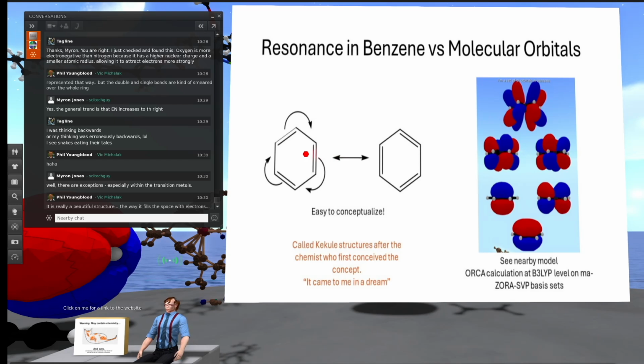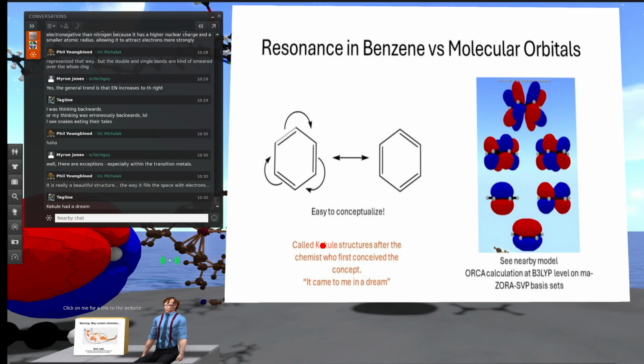The depiction of these resonance structures, these are called the Kekulé structures, because I think it was like 1860s or so when this conception of benzene came about. And Kekulé actually came up with this idea, and basically he said that it came to him in a dream. And that's one of my favorite stories about chemistry.